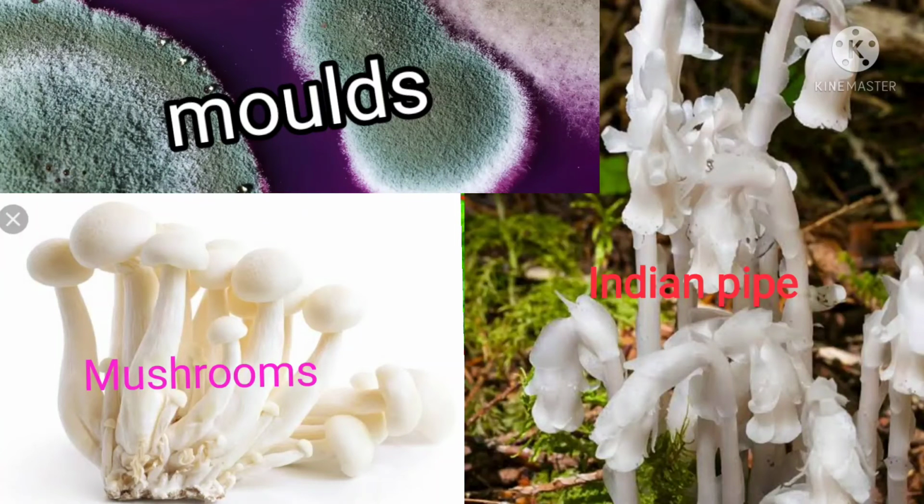Non-green plants like mushrooms, molds and Indian pipe lack chlorophyll. These plants cannot perform photosynthesis because they don't have chlorophyll, and photosynthesis needs chlorophyll. So they absorb nutrients from other sources. They have other sources to get their own food.